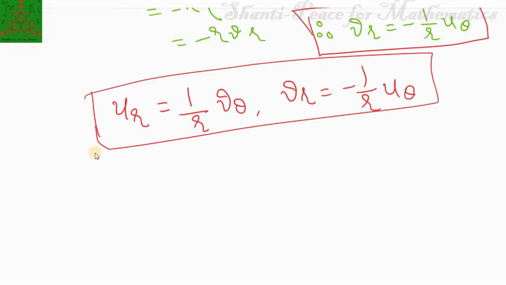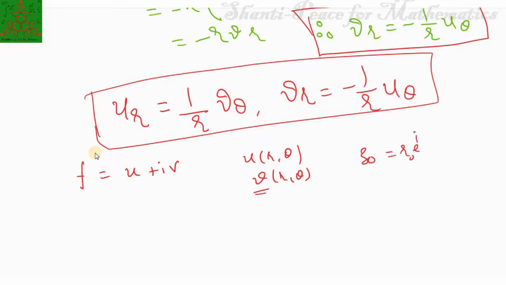And if we assume that you have a function u plus iv, where u and v are functions of r and theta, and its first order partial derivatives are continuous at the point z0, that is r0 e raised to i theta0, which is a non-zero number, and it satisfies these CR equations, then f dash of z0 will be e power minus i theta times ur plus i Vr.